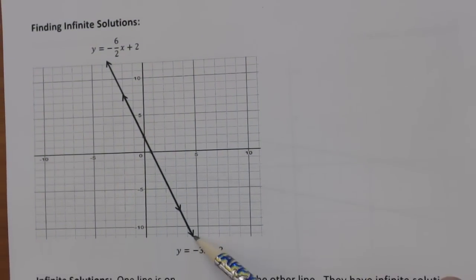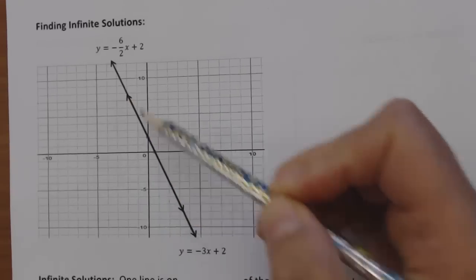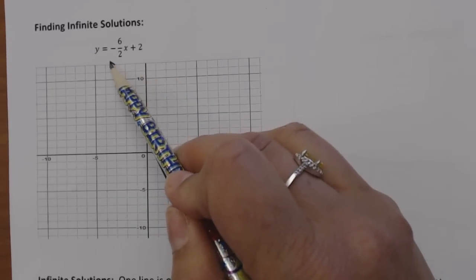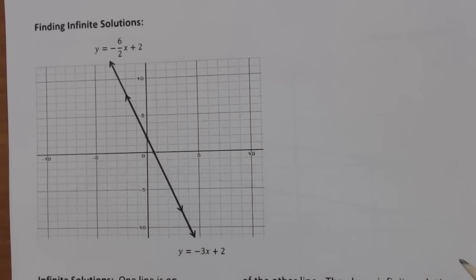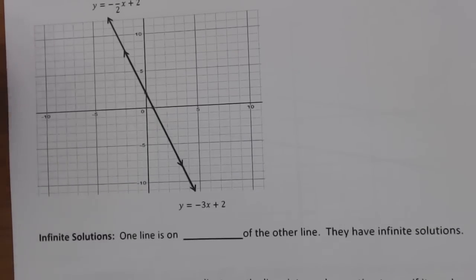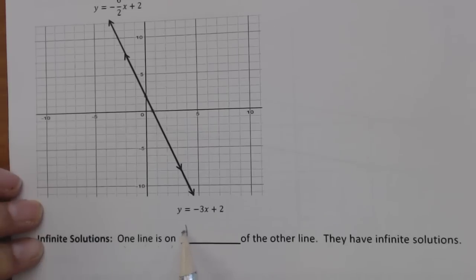Here we have, if you notice, one line. I made double arrows here. I made a set of arrows here and a set of arrows here so that you could see that one line is on top of the other. The equation of this first line is y equals negative 6 over 2x plus 2. The equation of this little line is y equals negative 3x plus 2. So that's what it looks like when one line is on top of the other. So for infinite solutions, one line is on top of the other line.